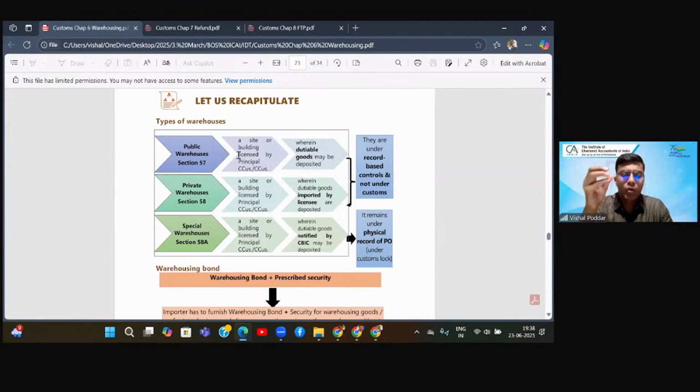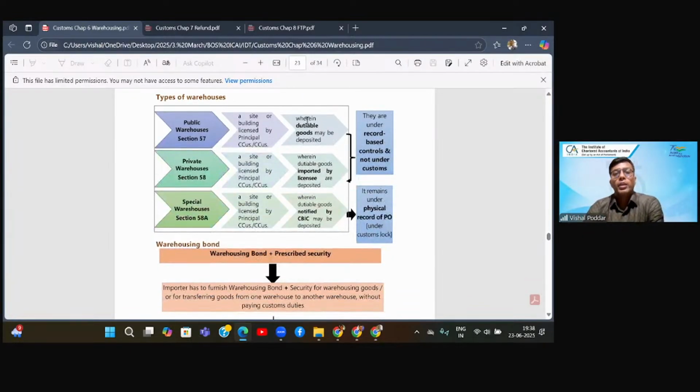So you may have your own warehouse built in that particular place only for your goods, but it is licensed with the government so that you get the benefit of warehousing provisions. Now, in both cases, they are under record-based control. So what is record-based control?